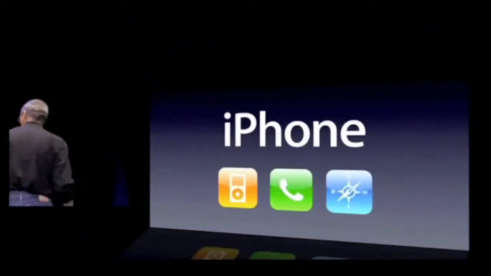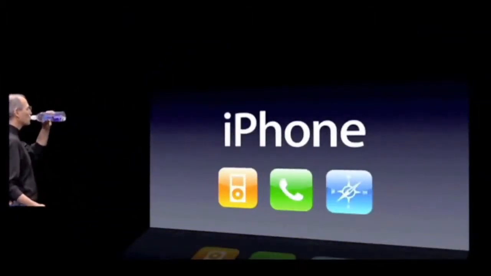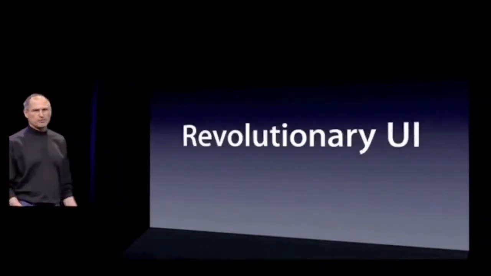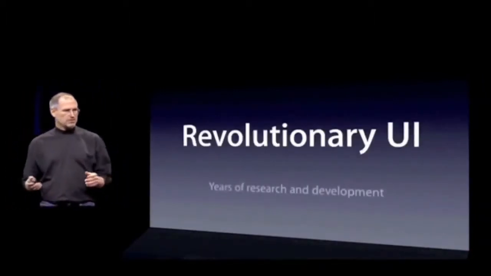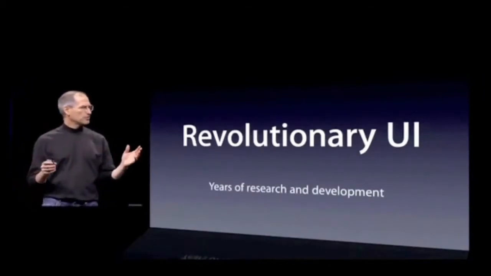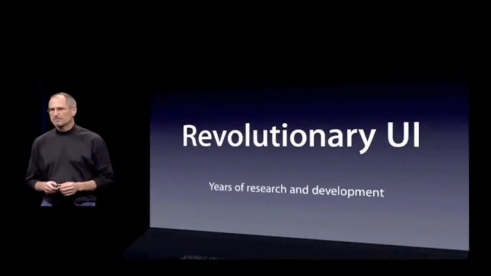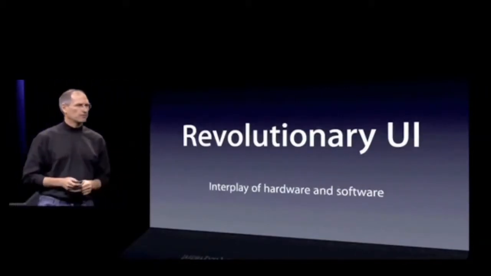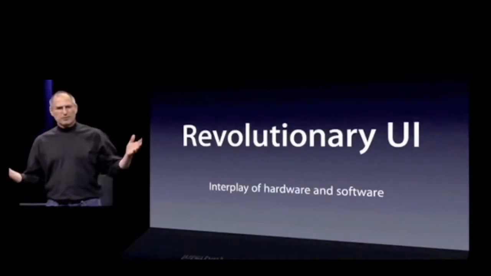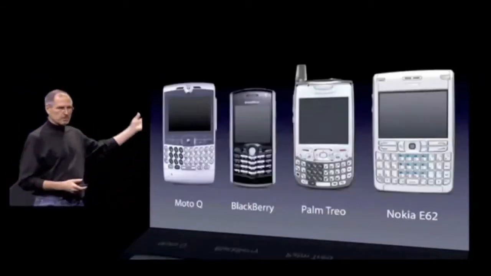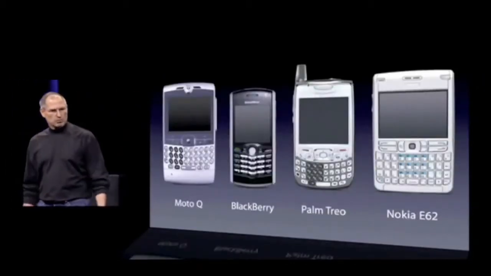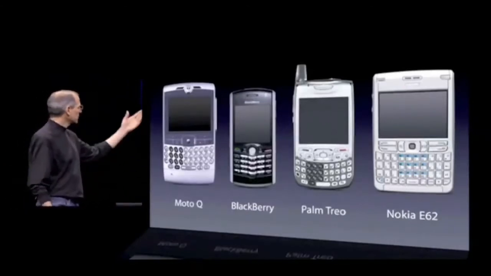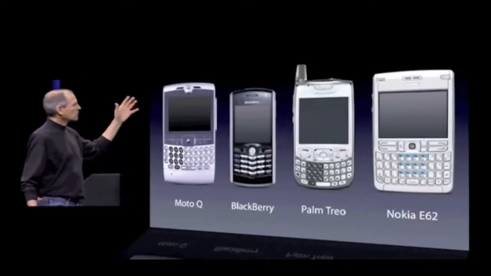Now, we're going to start with a revolutionary user interface. It is the result of years of research and development. And, of course, it's an interplay of hardware and software. Now, why do we need a revolutionary user interface? I mean, here's 4 smartphones, right? Motorola Q, the BlackBerry, Palm Treo, Nokia E62, the usual suspects. And what's wrong with their user interfaces?